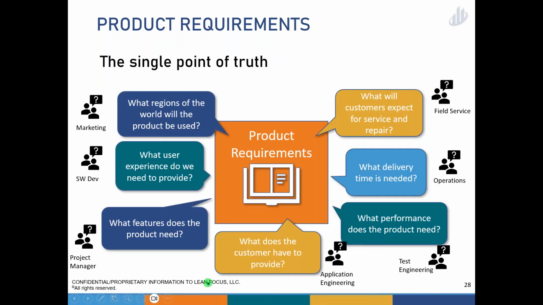I want to move on now to the product requirements document. So think about product requirements: what are all the things this product has to do? Some are simple, right? Like if you're doing something that plugs into the wall, it's got to meet UL. So those are simple ones.